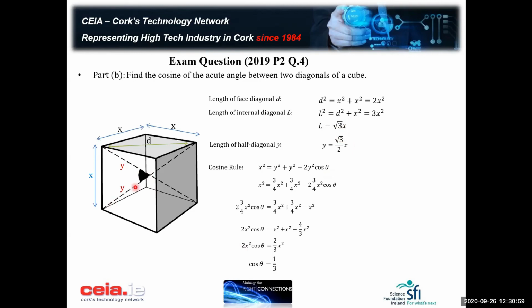And now you're in a position. You have this triangle here, which contains the angle that you're trying to find. You know this length y. This other half diagonal is also of length y, and you know the length x. So you can apply the cosine rule. So x squared equals y squared plus y squared minus 2y squared cos theta. Replace y by this, and now you get an equation in all x's, and ultimately the x's cancel, and you get cos theta is 1/3.